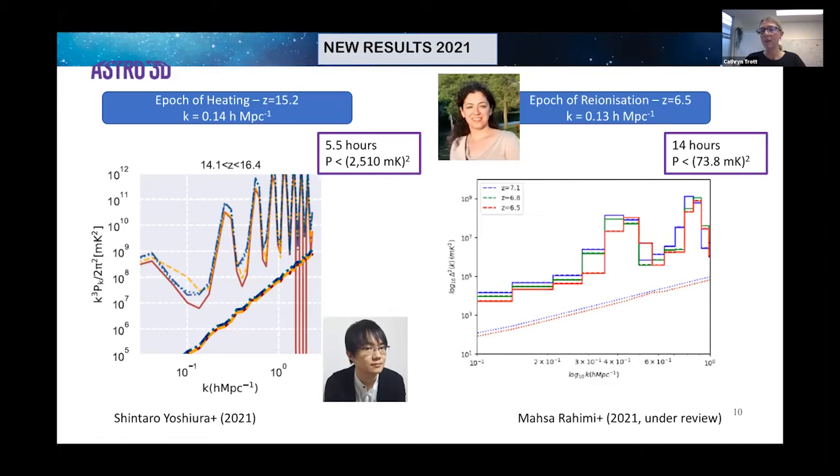And Masa Rahimi, who has just submitted her thesis, as I mentioned, she has a paper under review at the moment, which looks at one of our other fields with just 14 hours of data. And again, with that improved analysis, has really competitive limits. In fact, they're more competitive than the ones we'd produced a year before with nearly 10 times as much data. And so you can see how that's moving us forward, all of that work that's been done.